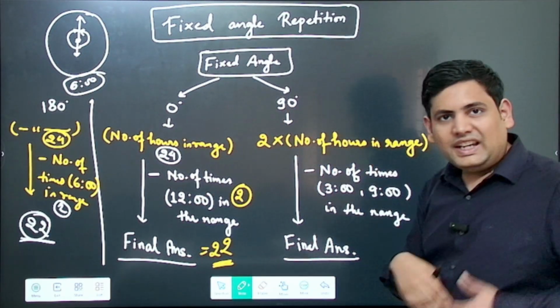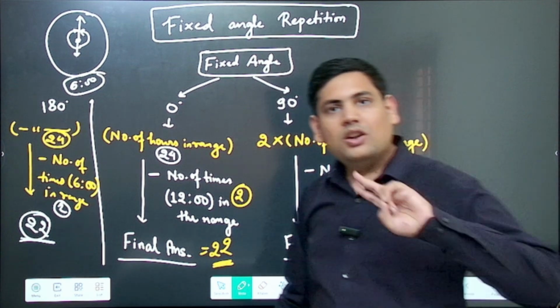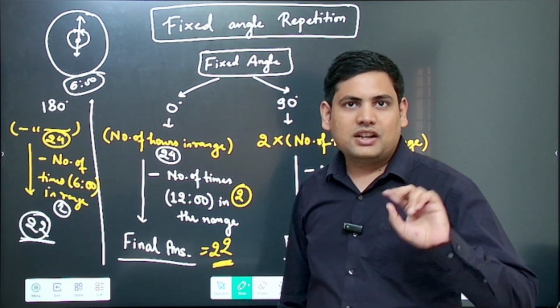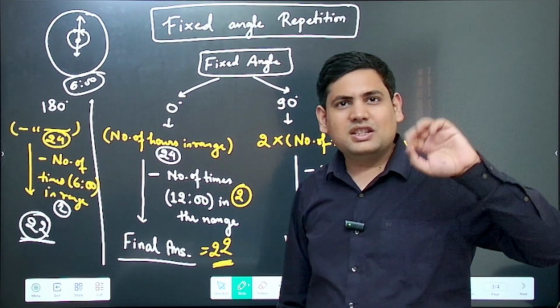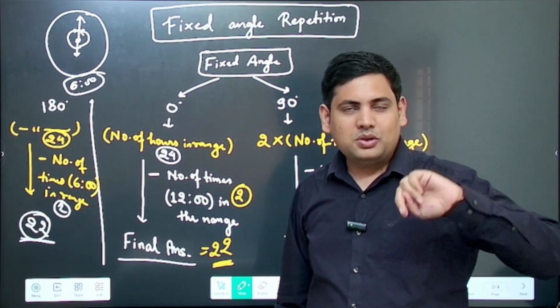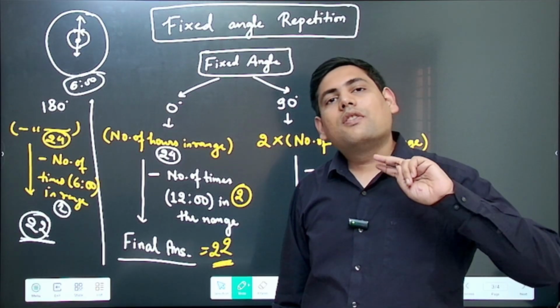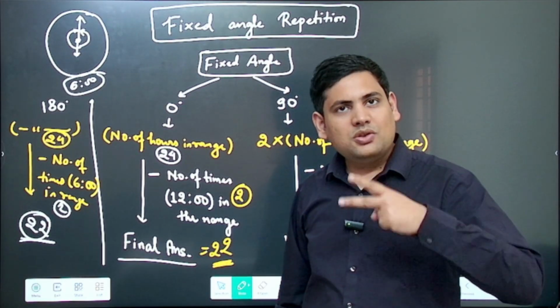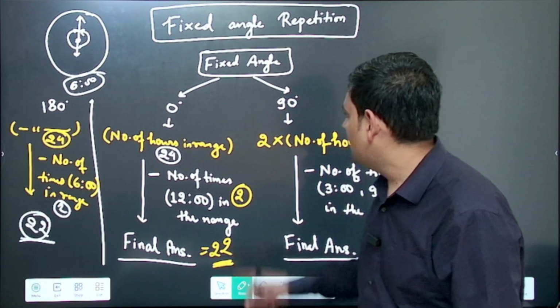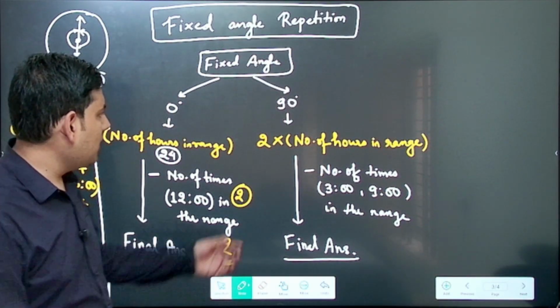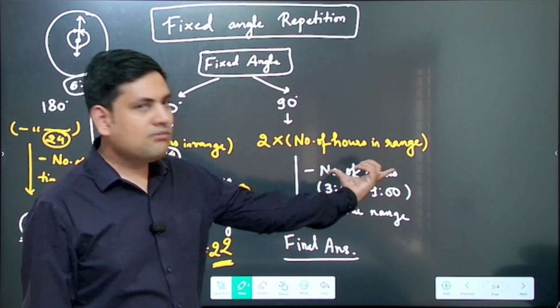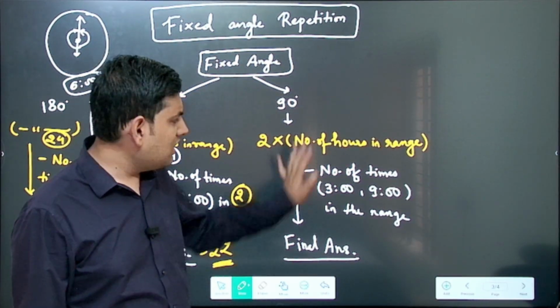But for any other angle, there will always be two such times, correct? Like we have done that 45-degree question, correct? 7:30 and 7:46, 5 by 11, those were the two answers. So basically for any other angle, you will have twice this occurrence. So now let's see for 90 degrees. How many times will this happen? This will happen 2 times into the number of hours in the range, whatever is the number of hours.